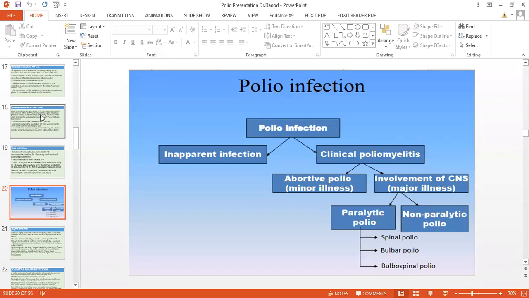In spinal polio, the anterior horn cells of the spinal cord are involved. Lower motor neuron lesion occurs, and the muscles of the trunk or the abdomen are involved. In bulbar polio, the cranial nerves are involved, and the manifestations may come out as regurgitation, dysphagia, or nasal twang. And bulbospinal is the combination of spinal and bulbar polio. Most common of these is spinal polio, 80% of the cases, and 20% are bulbospinal. Only the bulbar form is a very rare form of poliomyelitis.